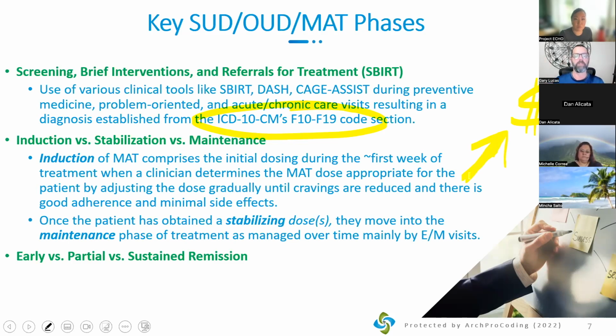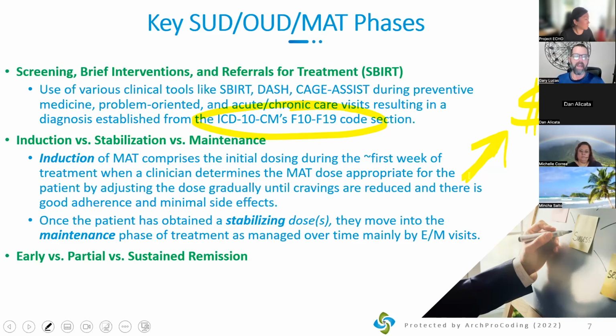Maybe you're performing the screenings and brief interventions at a visit that is otherwise focused on preventive medicine. Maybe it was a problem-oriented visit for low back pain. Maybe it was a behavioral health provider identifying through one of their encounters that the patient may have an issue that requires you to go through the diagnostic and statistical manual process of determining the level of a disorder they may have. So the first set does not require you to use the actual SBIRT tool.